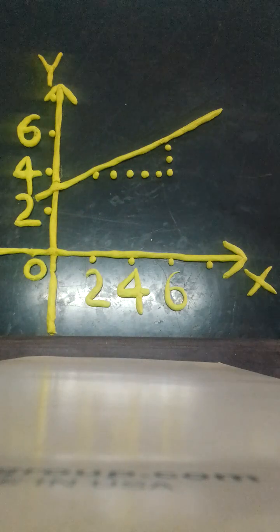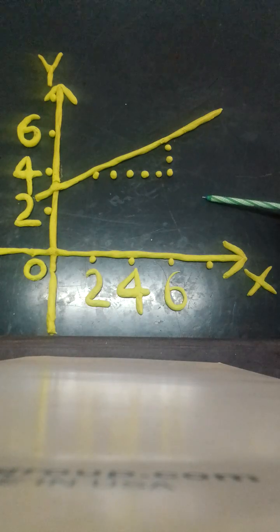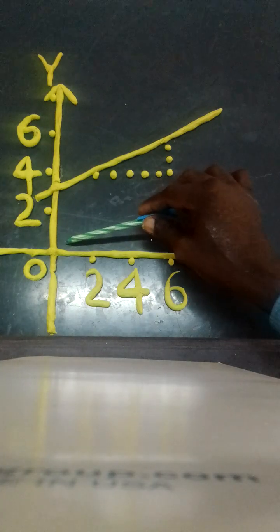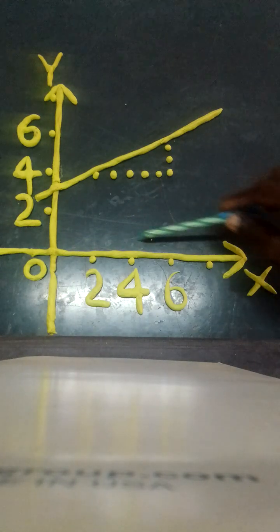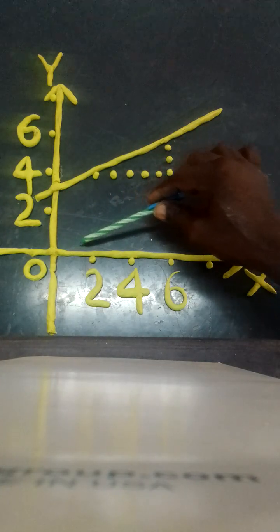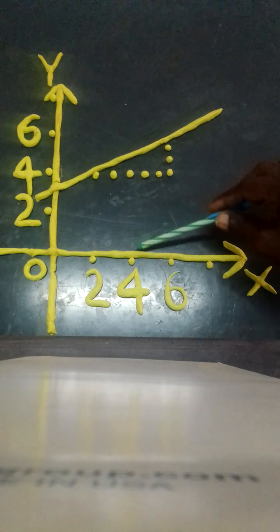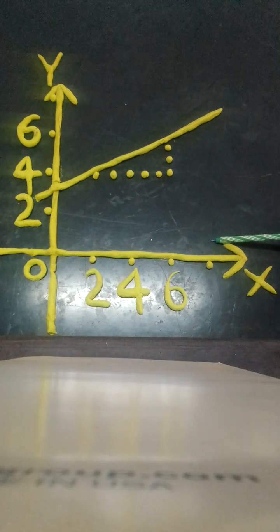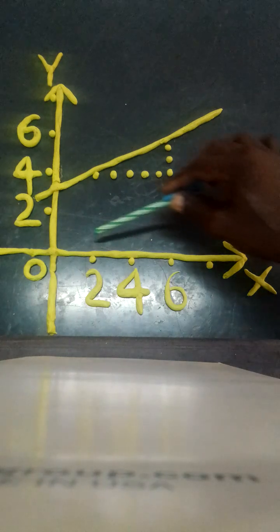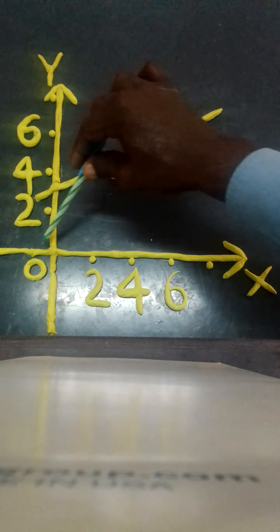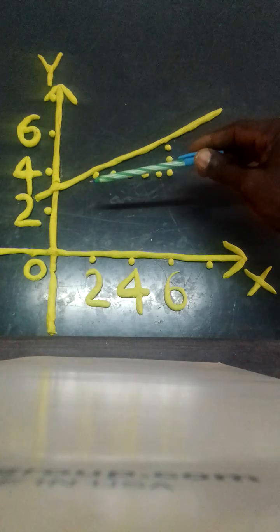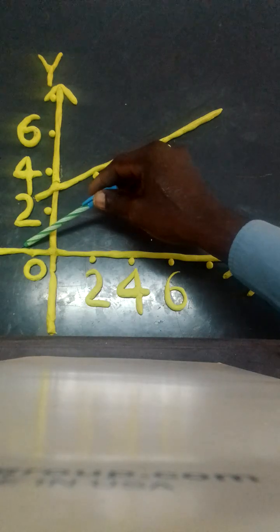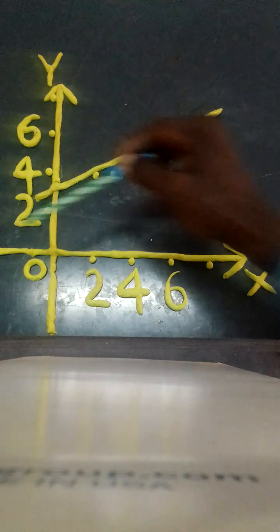Now, in this Cartesian coordinate plane, the values of x along this line to the right of the origin are positive. So we have 0, positive 1, positive 2, positive 3, positive 4, positive 5, positive 6, and so on. And the values of x to the left of the origin are negative. We have negative 1, negative 2, and so on.